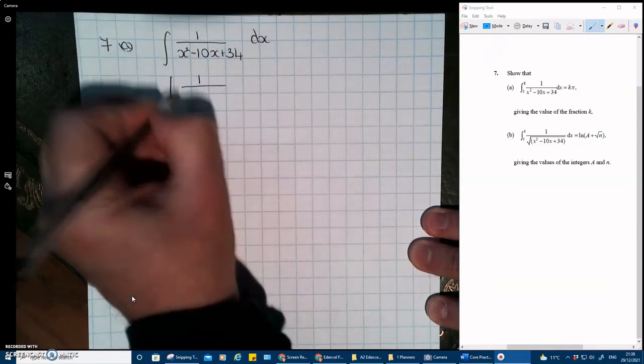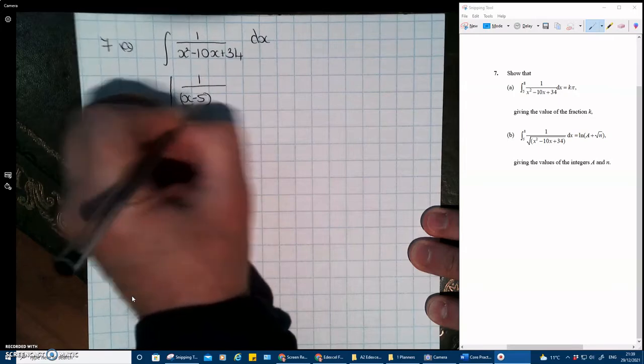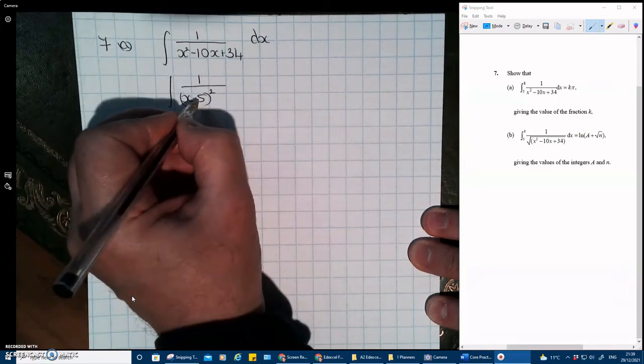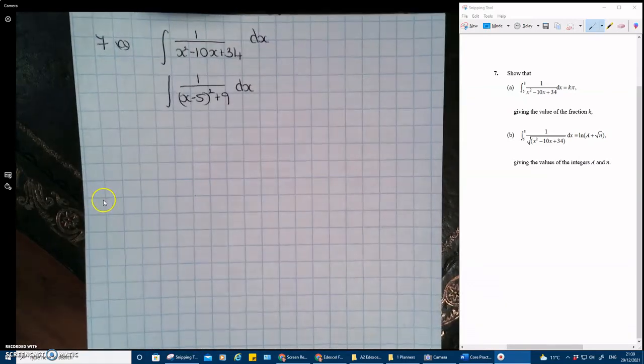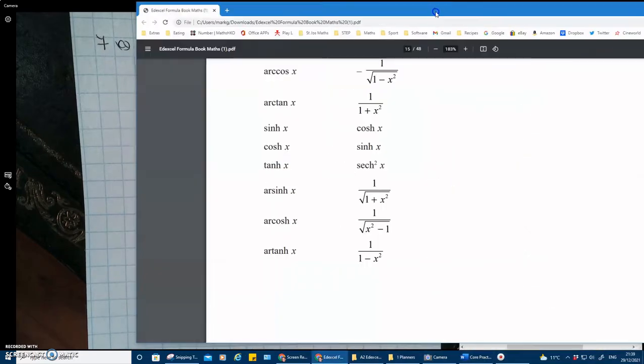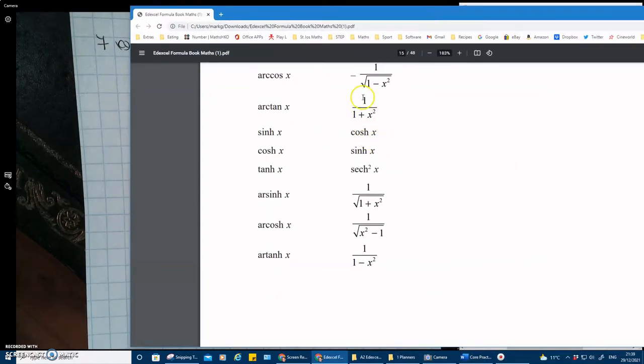So I complete the square, I get x minus 5 squared, 5 squared is 25, plus 9 dx. Now what I'm looking for now on the formula sheet is these here. So I'm looking for this one here, arctan, because I've got a square plus something. It could be an arctanh if I had 1 minus, and I've also got to bear these two in mind, but I've got no roots involved in this one. So I'm looking for the arctan, but I need to get it in the form 1 plus something squared.